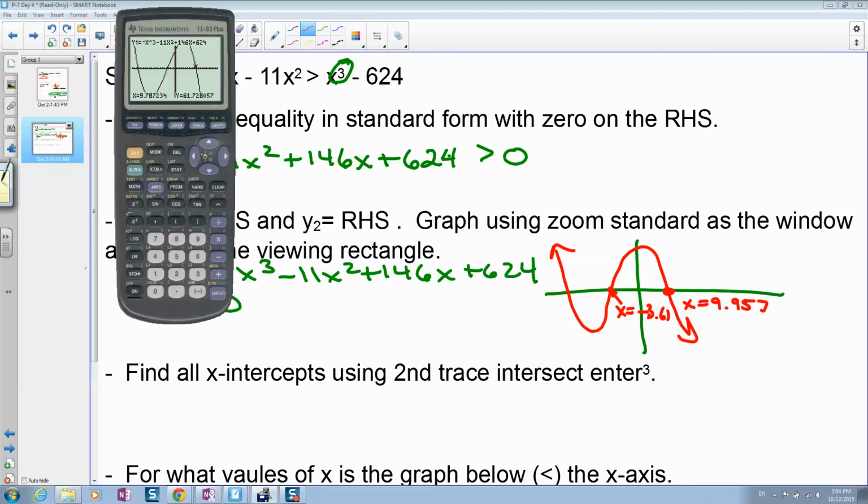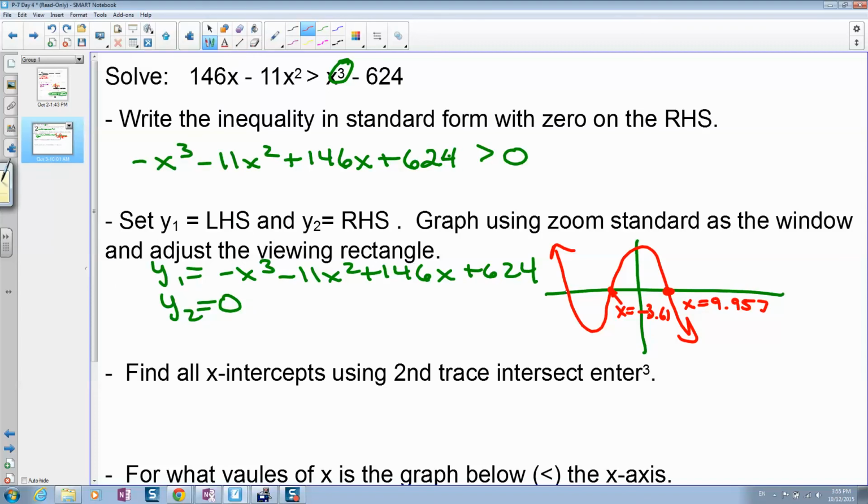Nope, we didn't hit trace first. All the way back. Keep going all the way down and around and now we're there. So second, trace, intersect, enter, enter, enter. And we have negative 17.343, 17.344. We round. Okay, so there's our three intersections.